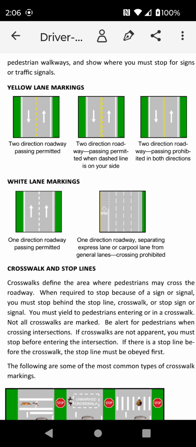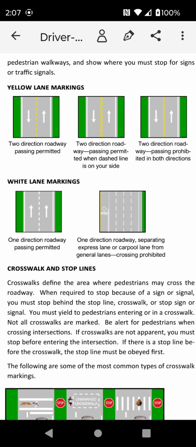They define pedestrian walkways and show where you must stop for signs or traffic lights. Now, the yellow lane markings. Look at these pictures right here, all right? You see? You got your left image. It says two-direction roadway passing permit. So you got your dotted lines. That means if there's a slow vehicle in front of you and no one coming from the opposite direction, you can go around them, as long as you first put your left blinker on, ease up and go around them, and then put your right blinker on to get back into the lane, right?